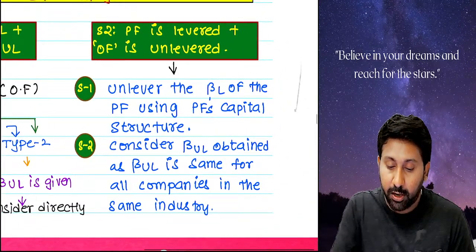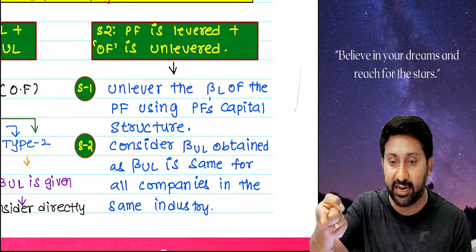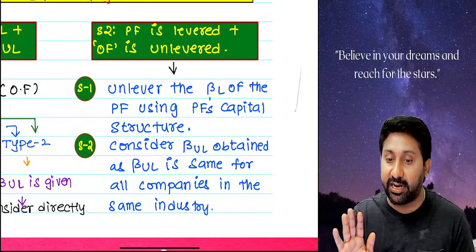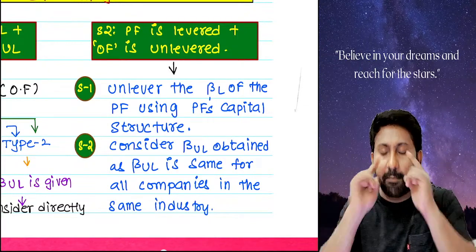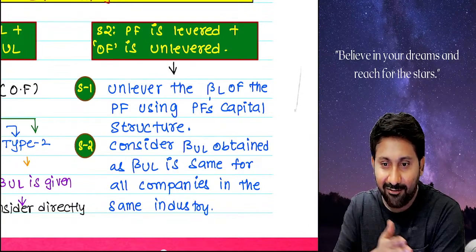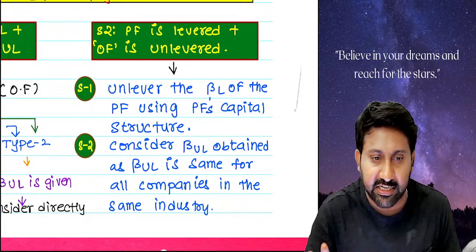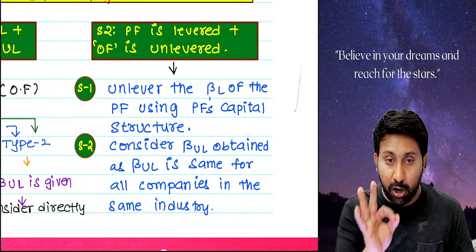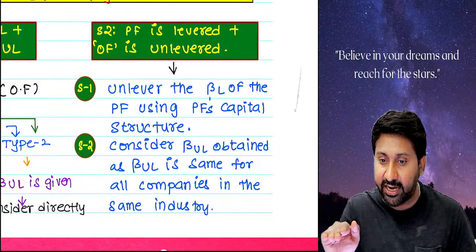Situation 2. Proxy firm is levered, meaning the proxy firm has debt in its capital structure. Own firm is unlevered, meaning ours does not have debt. What to do now? First, always remember one concept here. Literally mug up, as the exam is tomorrow. First, try to directly understand the concept. Listen. In the question you are reading, the proxy firm has debt and equity. Your firm does not have any debt.